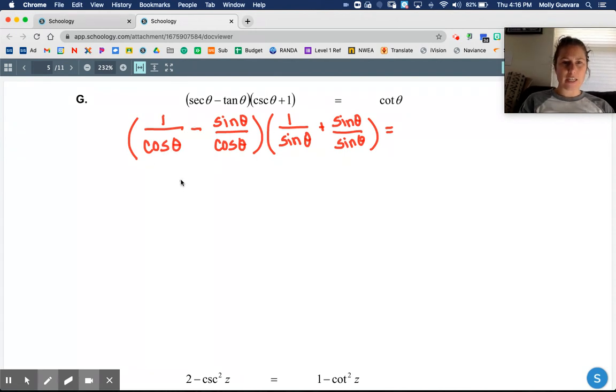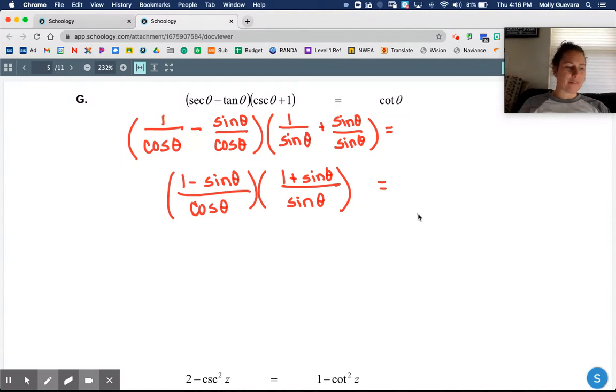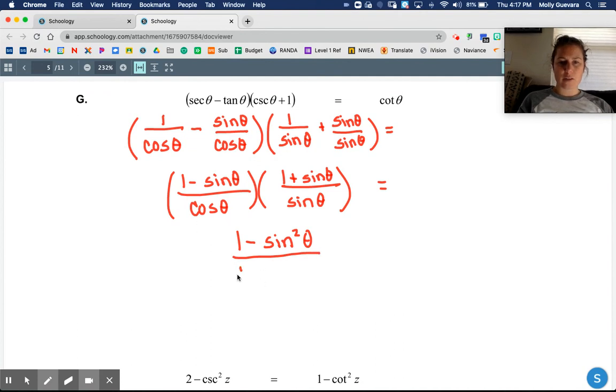Okay, so I can subtract here. I have 1 minus sine theta over cosine times 1 plus sine of theta over sine. And do we remember how we multiply fractions? Right, straight across. So here I have conjugates, 1 minus sine, 1 plus sine. So that multiplies to 1 minus sine squared. And then I have cosine, sine.